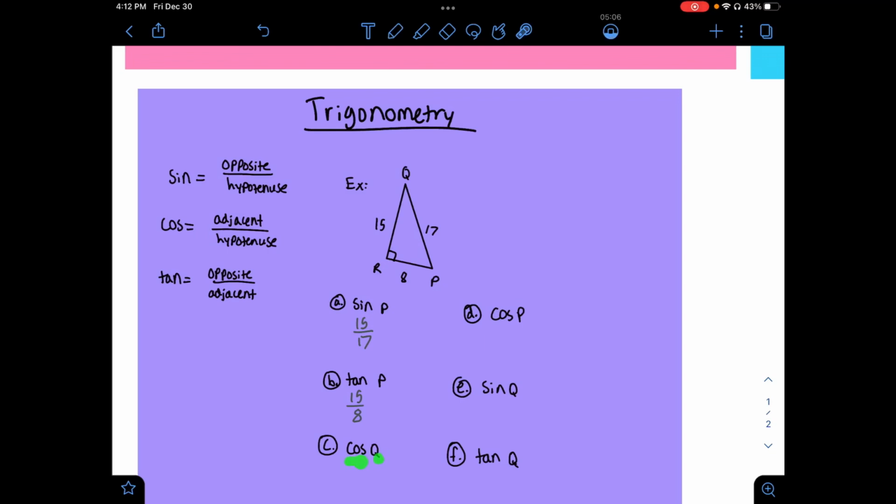Now we're moving to Q, so cosine of Q, which is adjacent over hypotenuse, is going to be 15 over 17. Cosine of P is going to be 8 over 17. Sine of Q, which is opposite over hypotenuse, is 8 over 17. And lastly, tangent of Q is 8 over 15.